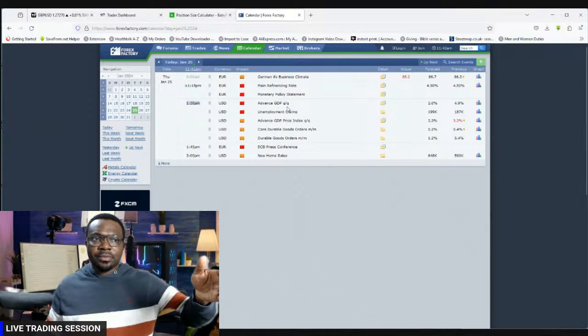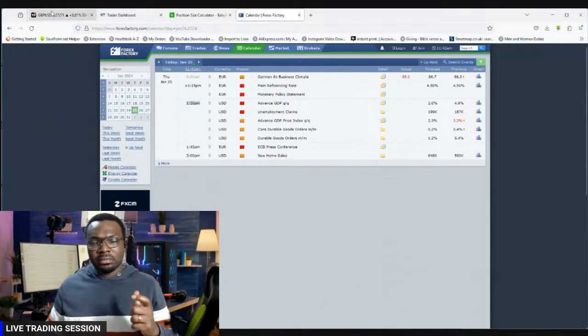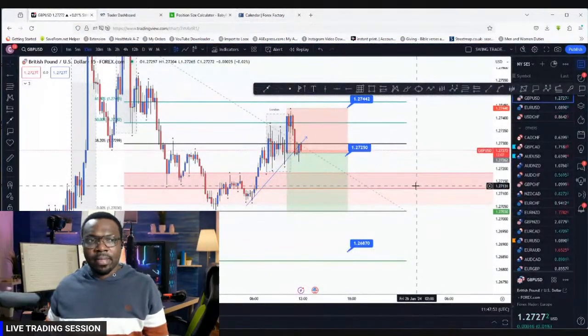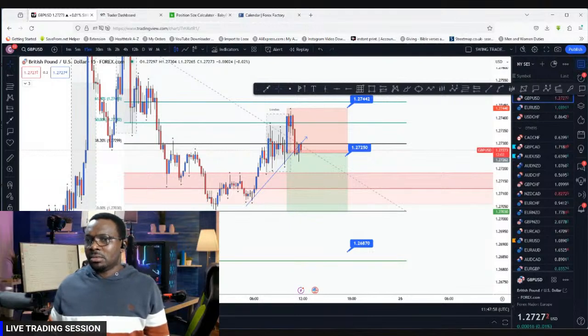That is GDP, USA GDP and unemployment claims. So it is strong news, a high impact news. So we might eventually close out on that trade.